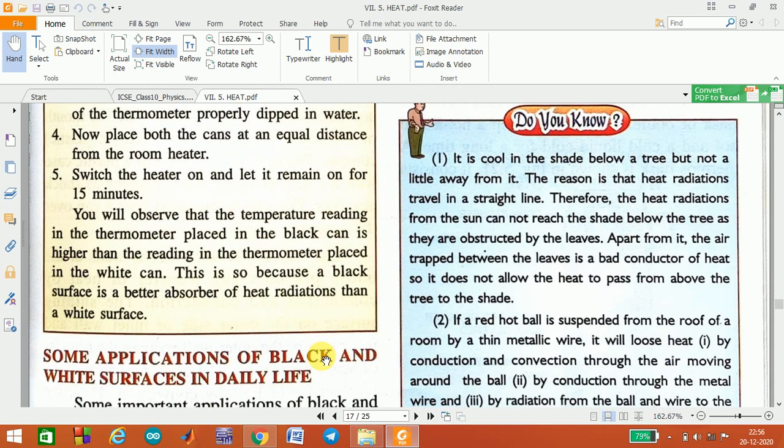Do you know why it is cool in the shade below a tree, but not a little away from it? The reason is that heat radiation travels in a straight line. Therefore, the heat radiations from the sun cannot reach the shadow below the tree, as they are absorbed by the leaves. Apart from that, the air trapped between the leaves is a bad conductor of heat also. So it does not allow heat to pass from above the tree. That's why we feel cool in the shadow below a tree.